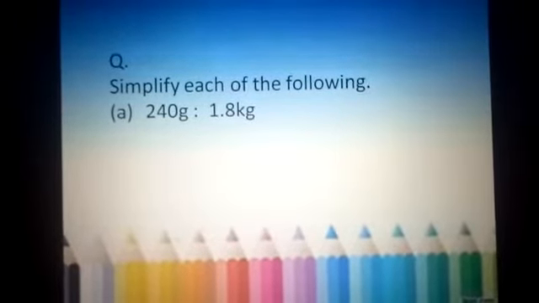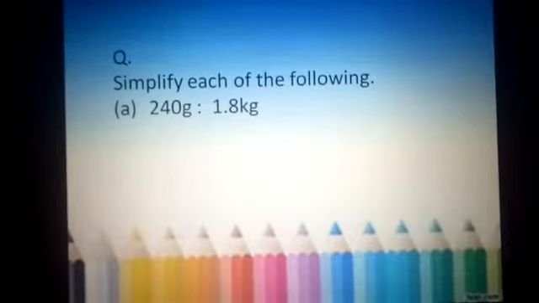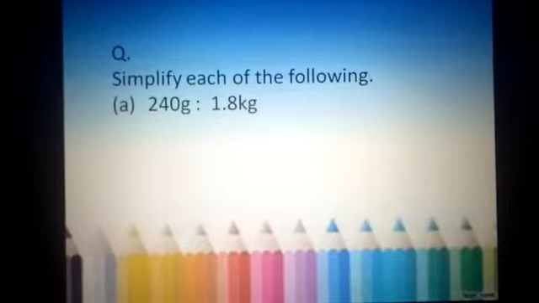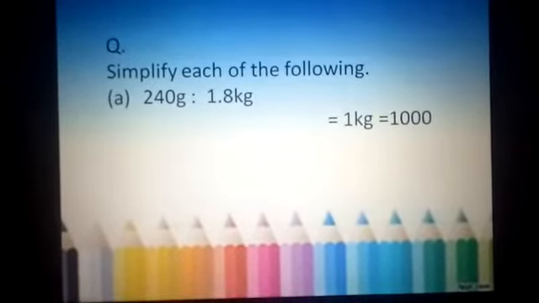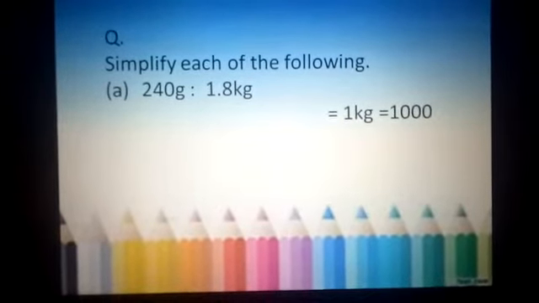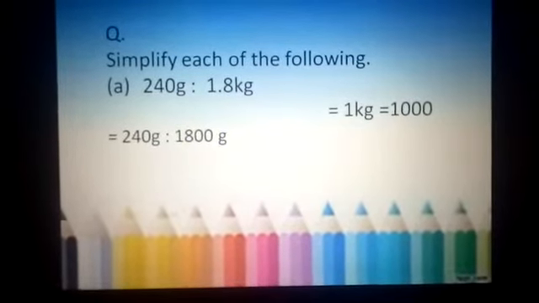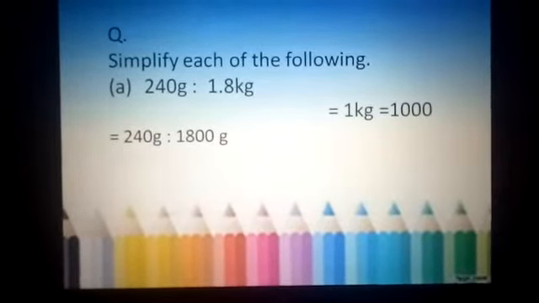The part A is 240 grams ratio 1.8 kgs. There are 2 different units, one is in grams and one is in kilograms. First of all, we will convert these kilograms into grams. 1 kilogram is always equal to 1000 grams, so we will multiply the 1.8 with 1000 to get the values in grams. After multiplying, we will get, instead of 1.8 kg, 1800 grams. 240 grams ratio 1800 grams.